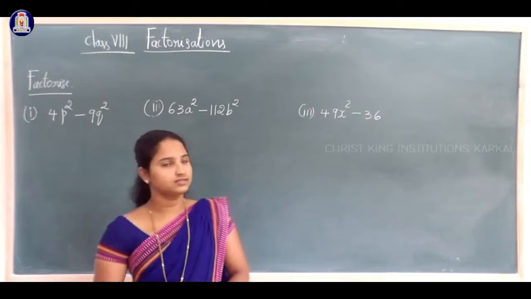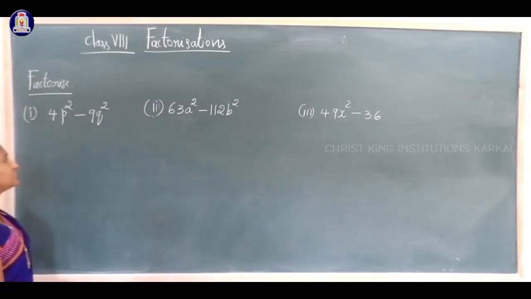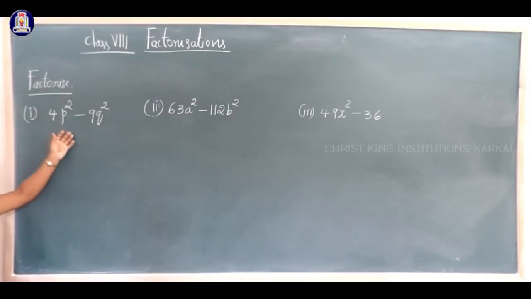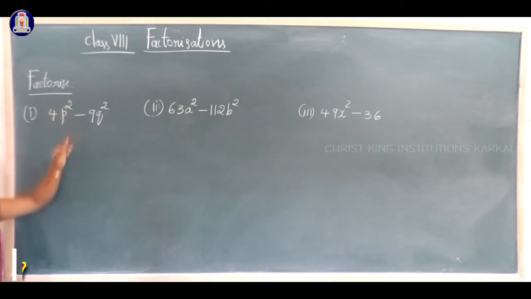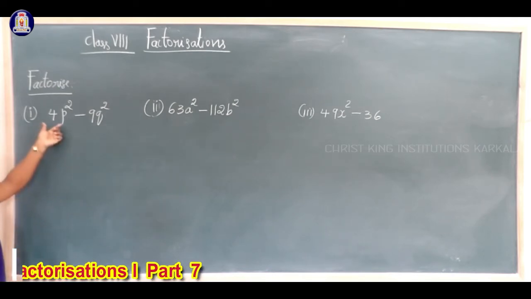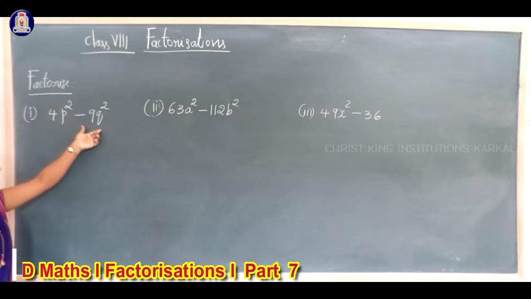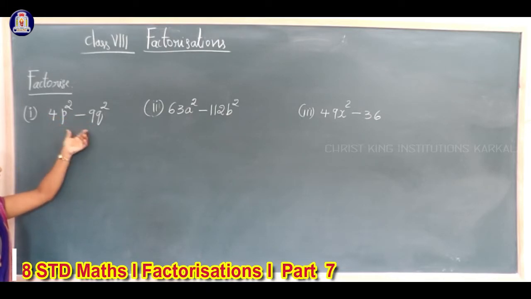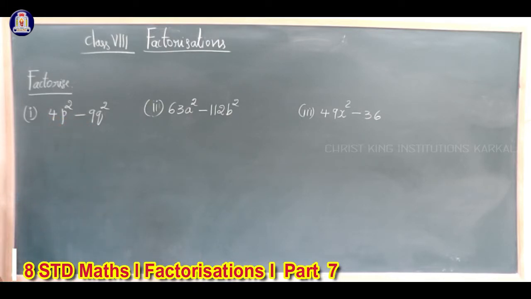Next question: factorize the given two-term binomial. So two terms are given, isn't it? The given expression is 4p square minus 9q square. Can you take any common factor in this? No, there is no common factor in the given expression.